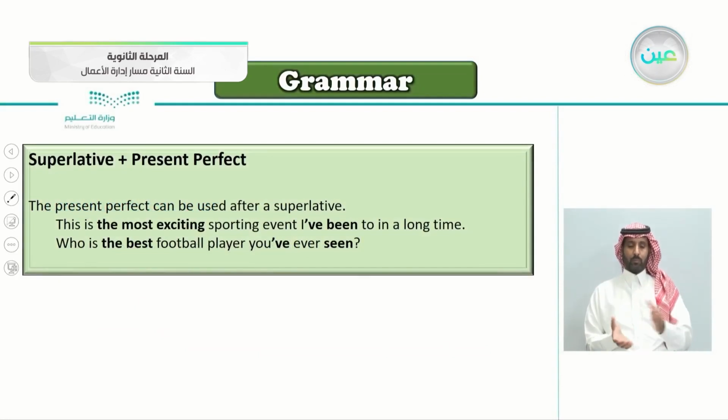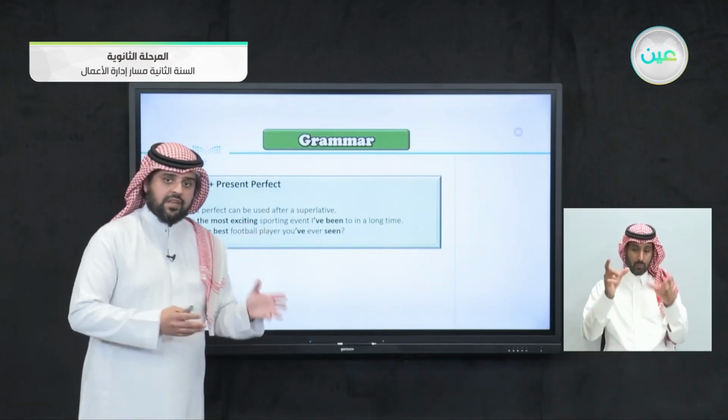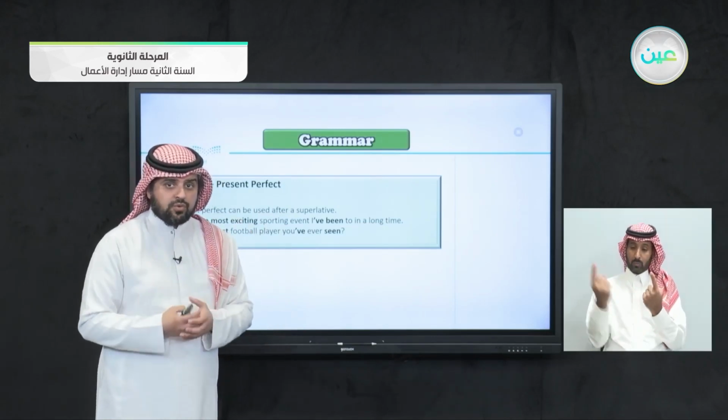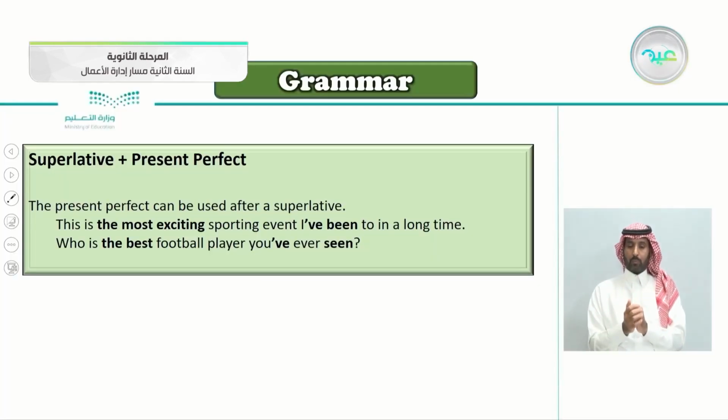Jumping here to the superlative and present perfect, the superlative plus the present perfect. If you remember the superlative from previous lessons, it is the unique one from the group: the best or the worst, and so on. So today we're learning the superlative plus the present perfect. The present perfect can be used after a superlative.